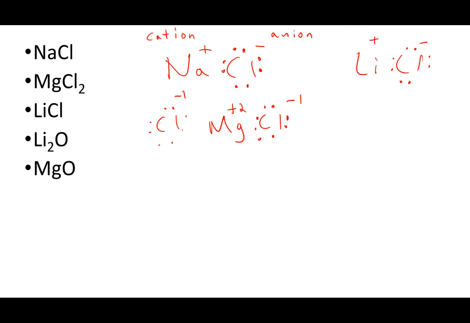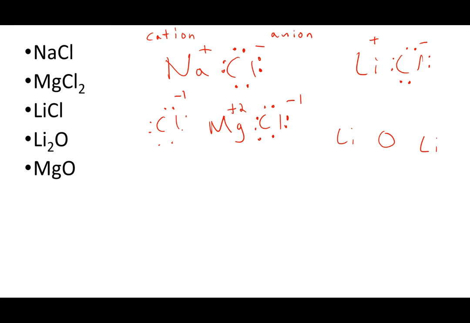Let's do Li2O. I have 1 O and 2 Li's. What should I put in the middle? I'm going to put O in the middle, and I'm going to put Li on each side. Then I'm going to write my charges. I know O forms a -2 and Li each form a +1 charge.